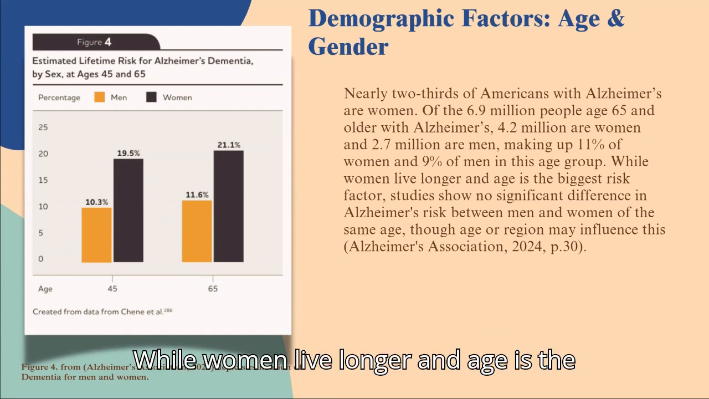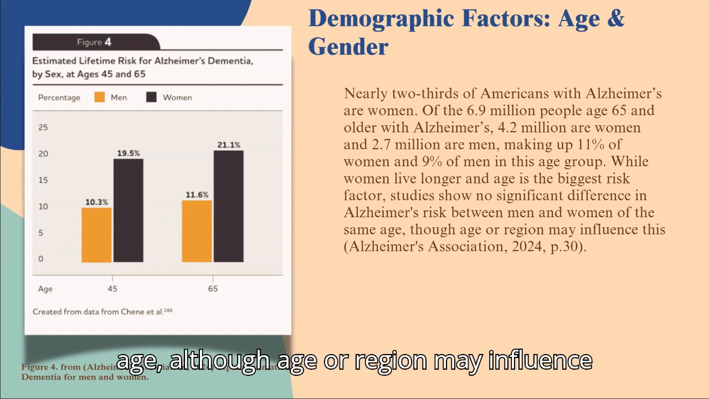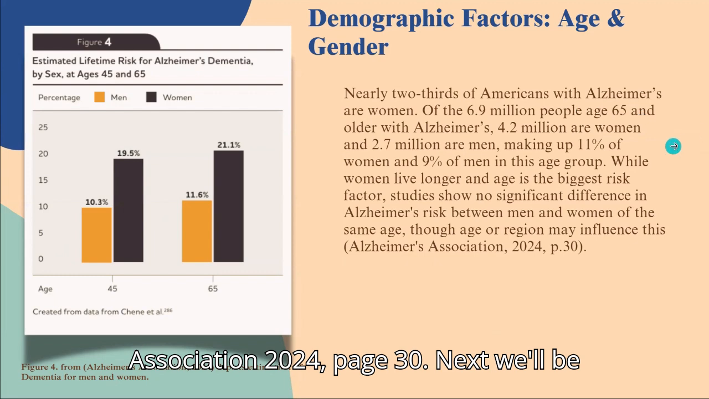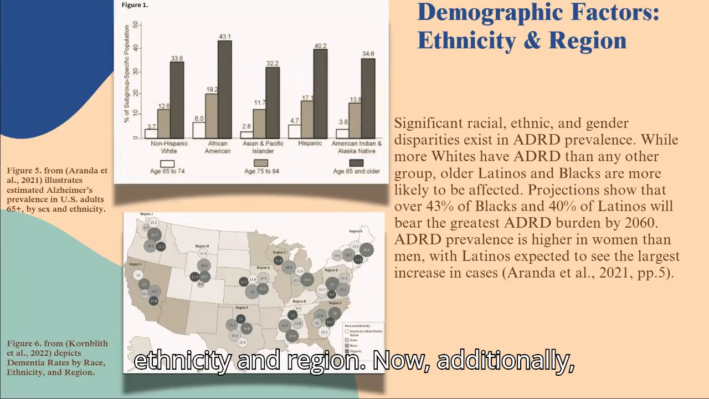While women live longer and age is the biggest risk factor, studies show no significant difference in Alzheimer's risk between men and women of the same age, although age or region may influence this. This was found by the Alzheimer's Association, 2024, page 30. Next, we'll be delving into the demographic factors of ethnicity and region.